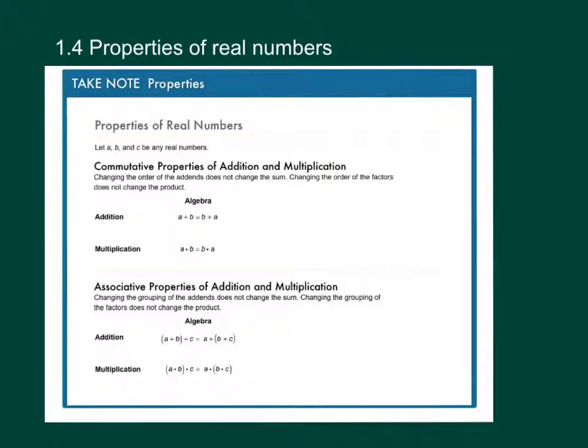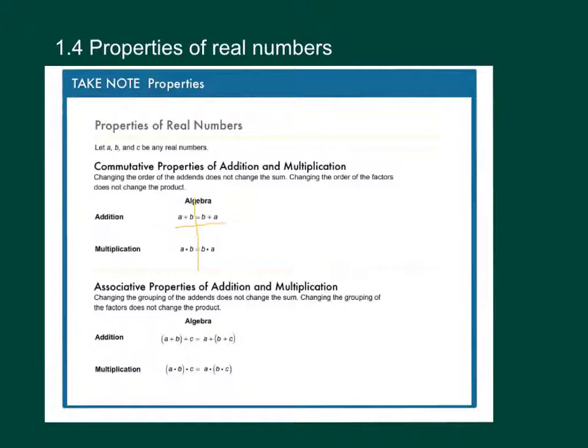Alright, section 1.4, properties of real numbers. Okay, so the first one we're going to look at is the commutative property of addition and multiplication. So the commutative property, if you take a look here, is where you change the order you add in. So let's just draw a line to separate them here.